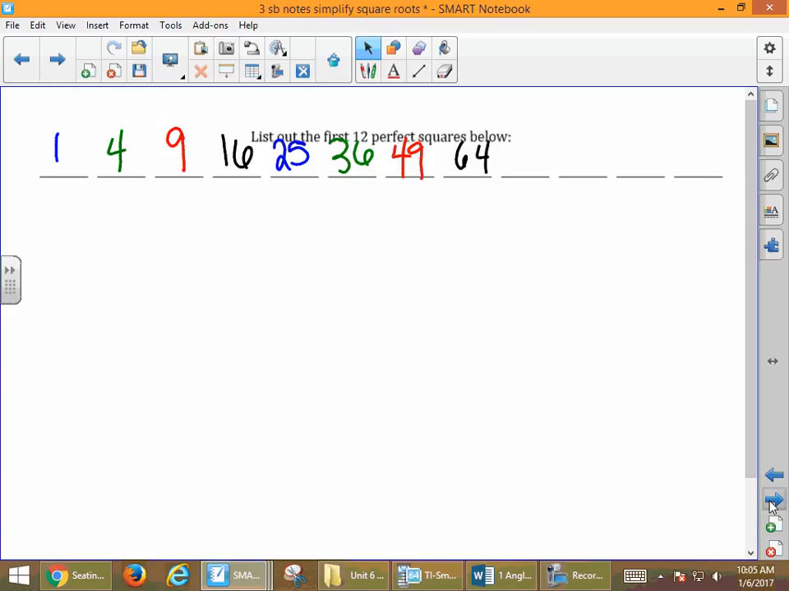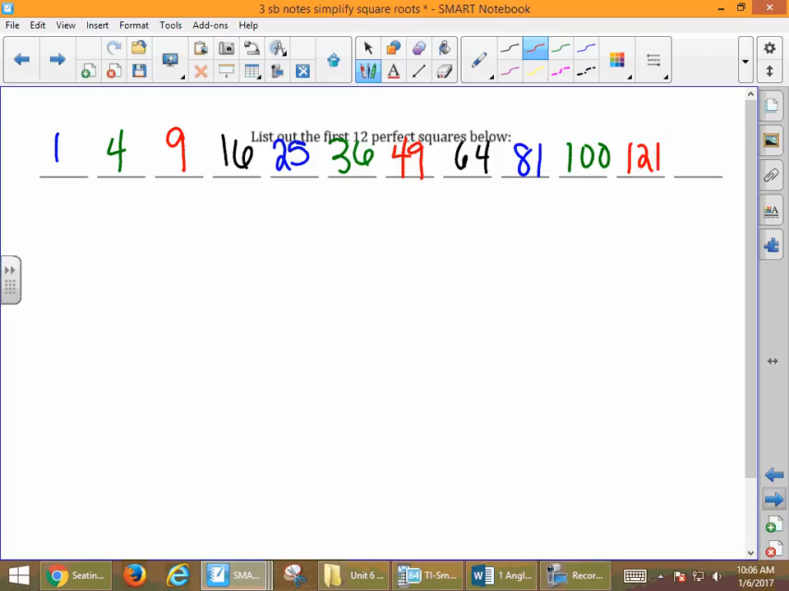9 squared is 9 times 9, which is 81. 10 squared is 10 times 10, which is 100. 11 squared is 11 times 11, which is 121. And 12 squared is 12 times 12, which is 144.